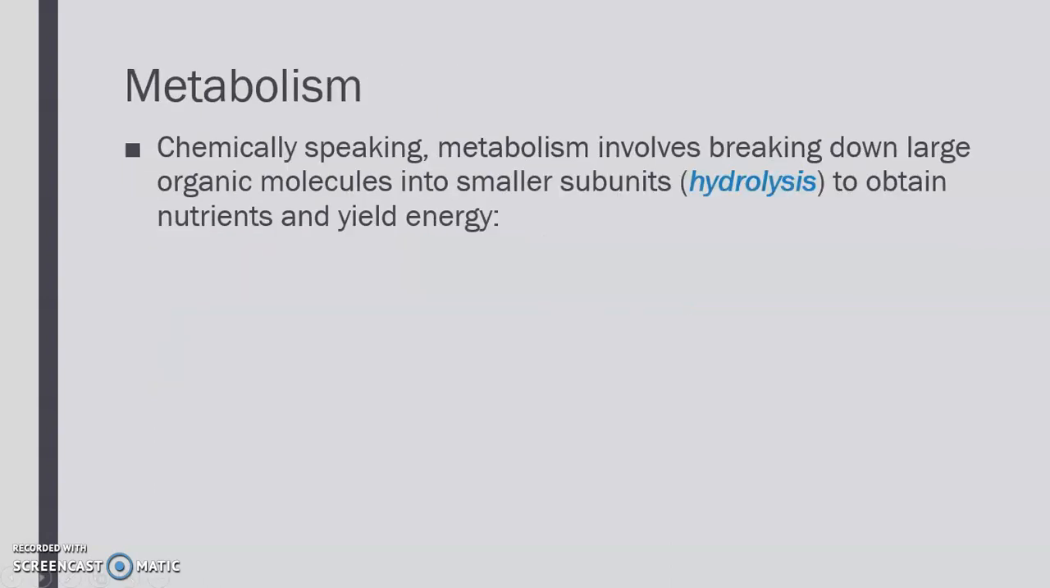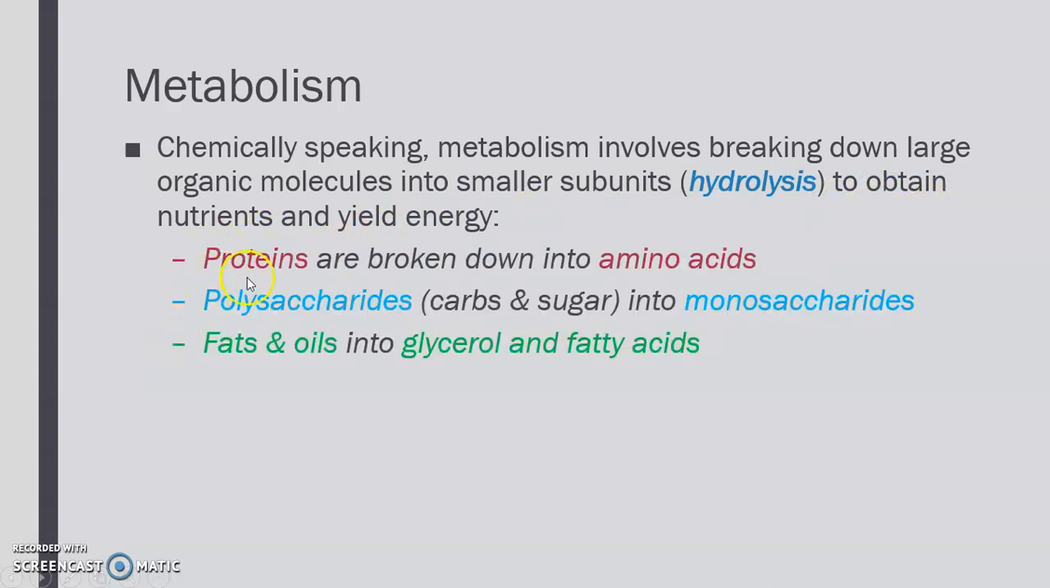So let's talk about metabolism as a terminology. Chemically speaking, metabolism involves breaking down large organic molecules into smaller subunits. And all of those that we need to know are through the process of hydrolysis, to obtain nutrients and yield energy. So there are three major macronutrients that we have learned. Proteins are broken down into their constituent units, that's amino acids. Polysaccharides are broken into monosaccharides. And fat and oils are broken down into glycerol and fatty acids.